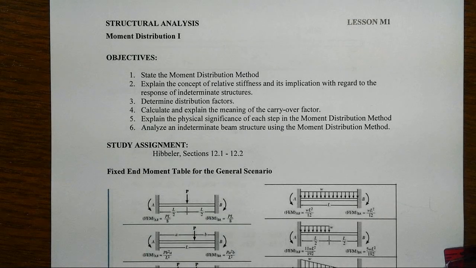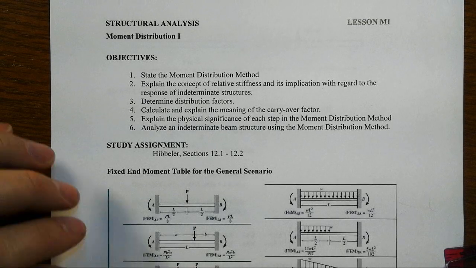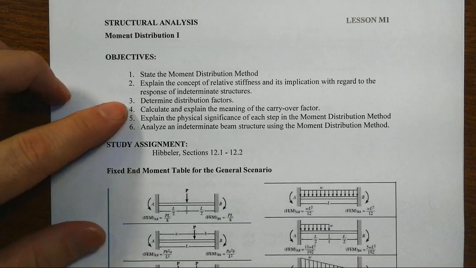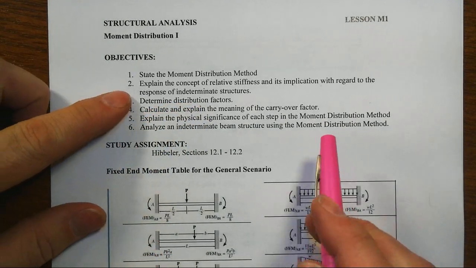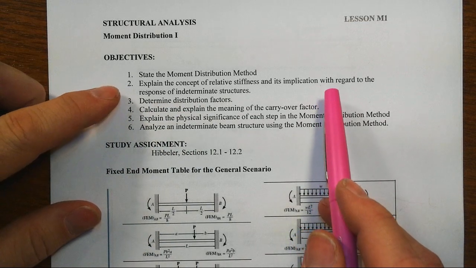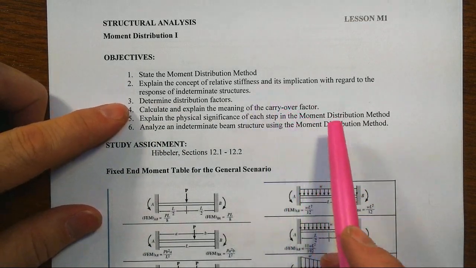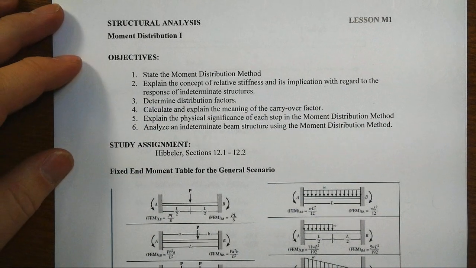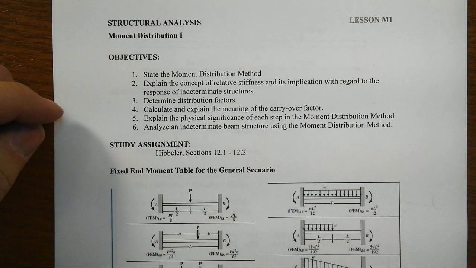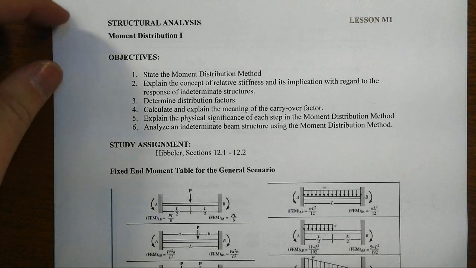These days, the reason why we still talk about the moment distribution method is because it highlights some very important aspects of the behavior in a structure, and the numerical steps that we're going to take mimic a little bit what the structure is doing as it comes to equilibrium under the applied loads. And so things such as the distribution factors and these carryover factors and the relative stiffness, all these kinds of things are particularly useful ideas to understand what's going on in our computer models.